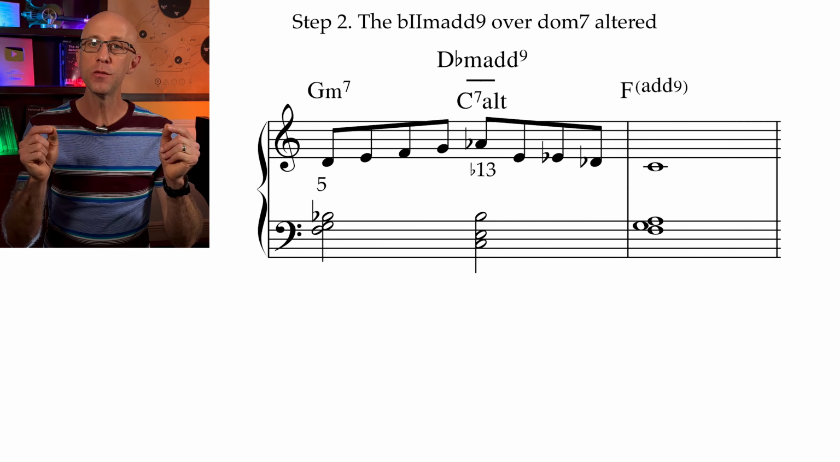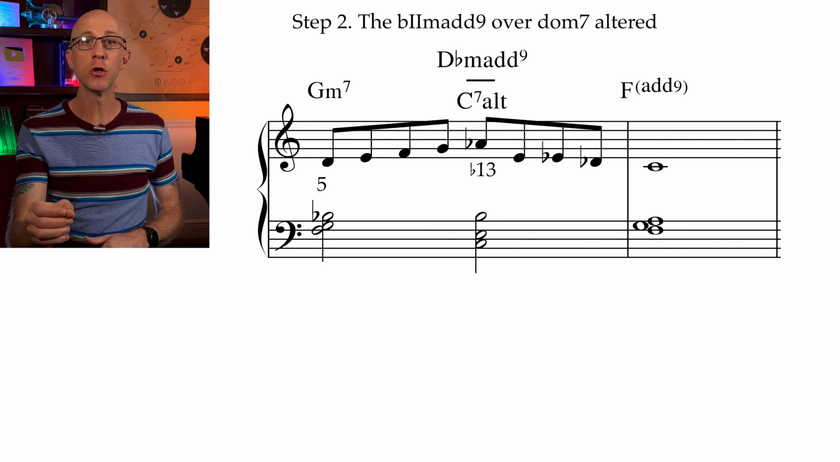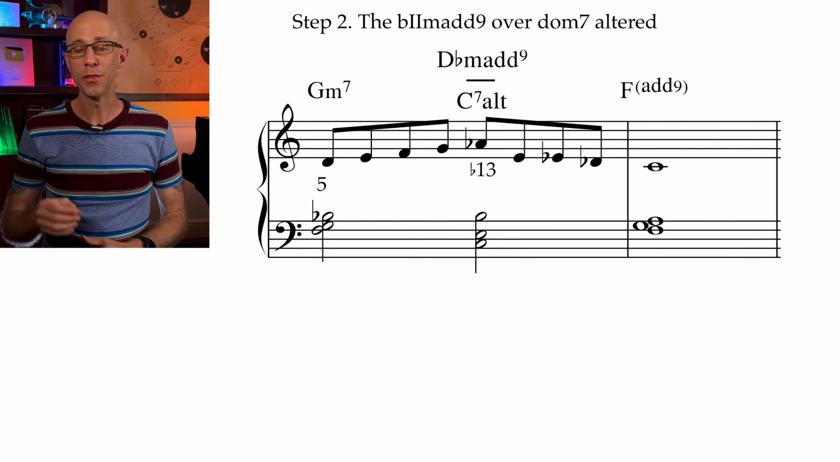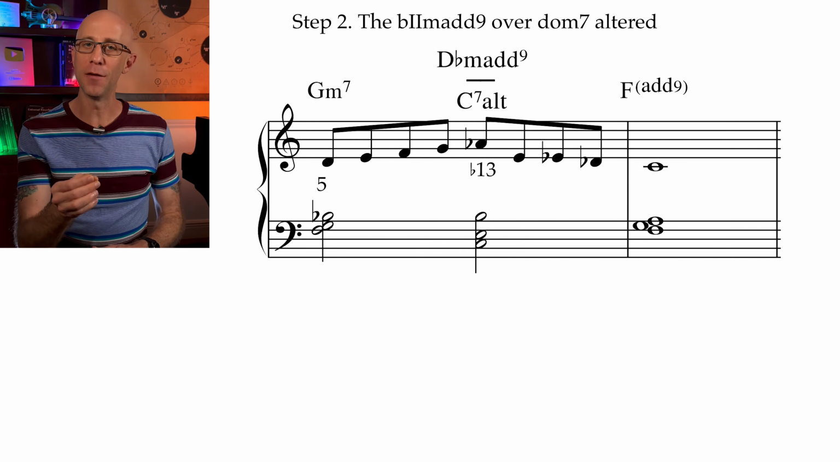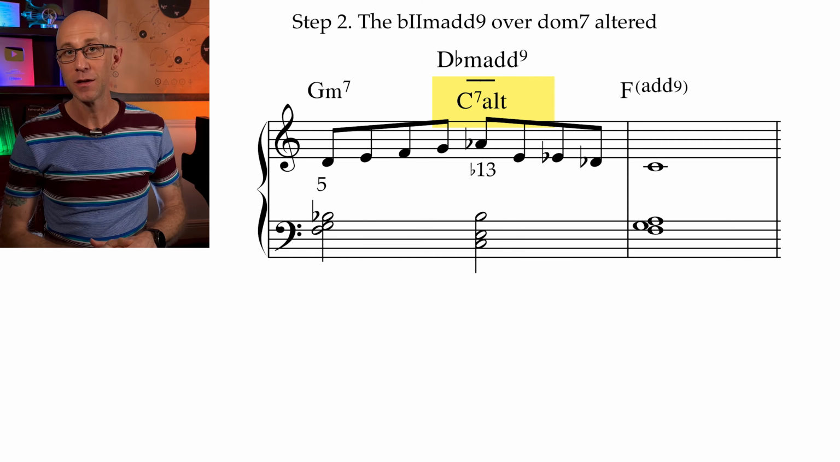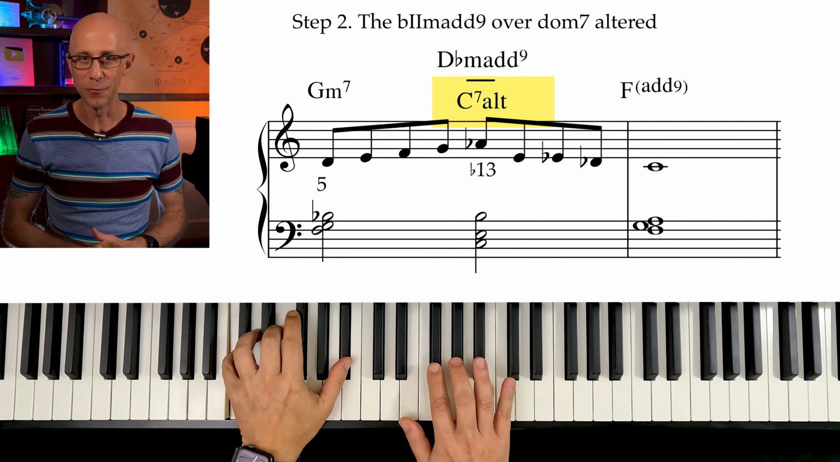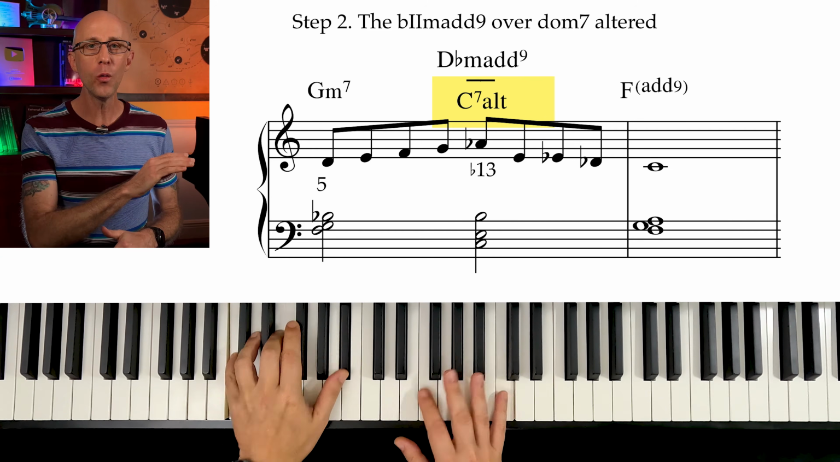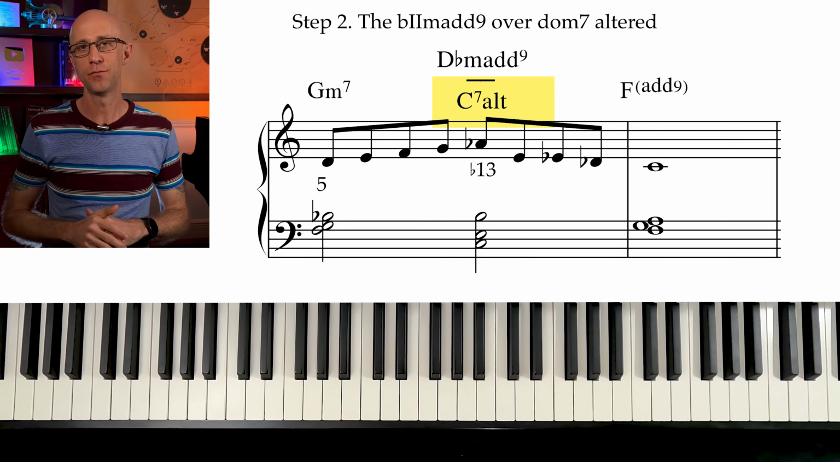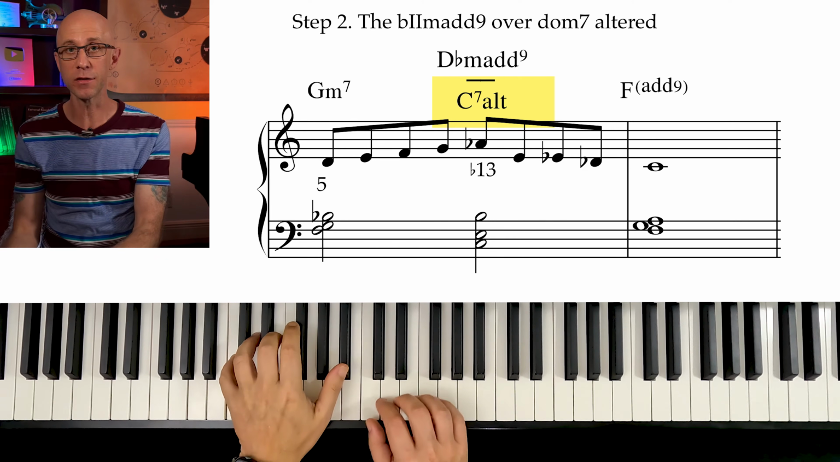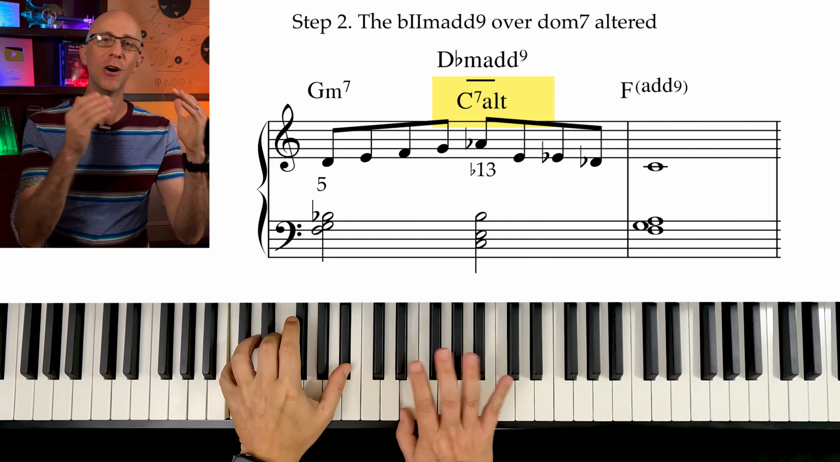In step 2, let's take a look at another upper structure over the 5 chord. But this time, let's borrow the 5 chord from another mode. Let's use the altered scale. Remember, we can always alter a 5 chord. So instead of pairing it with the Mixolydian scale, you would pair it with the altered scale.